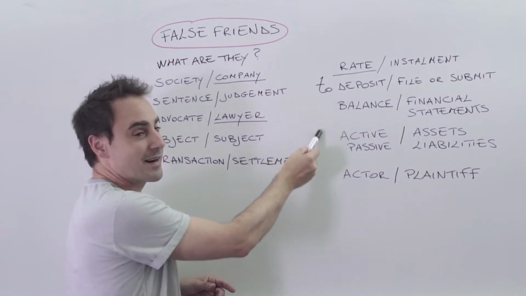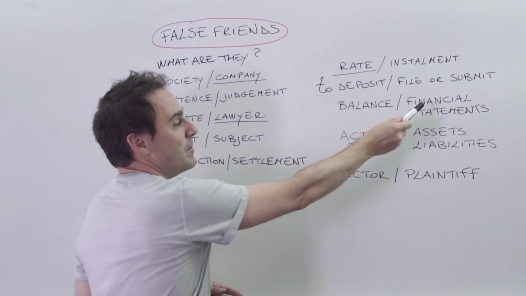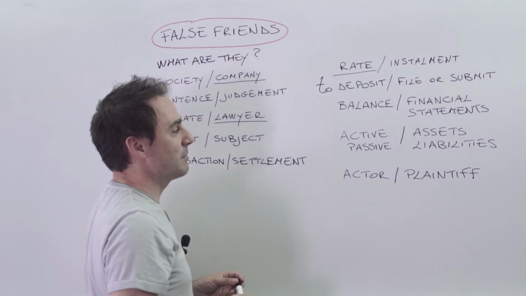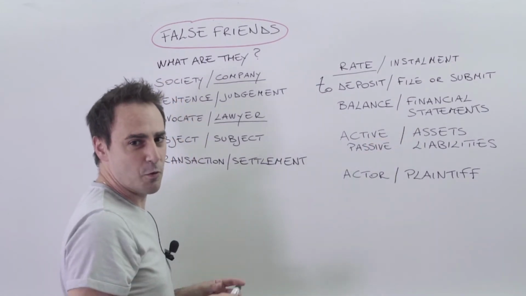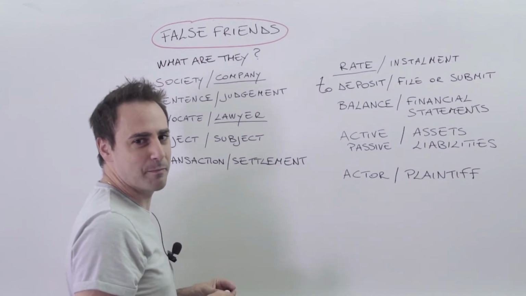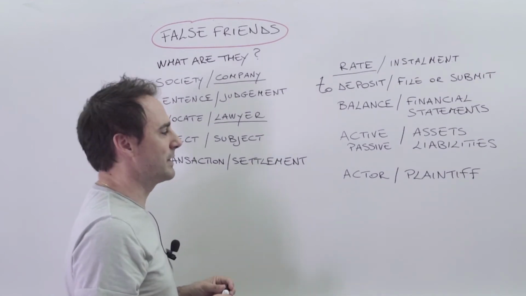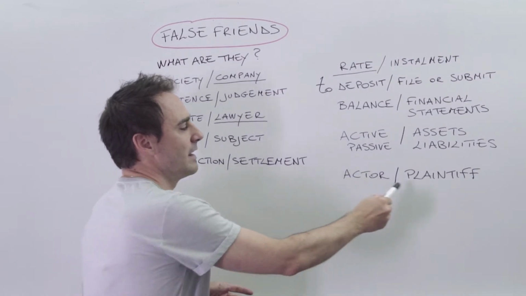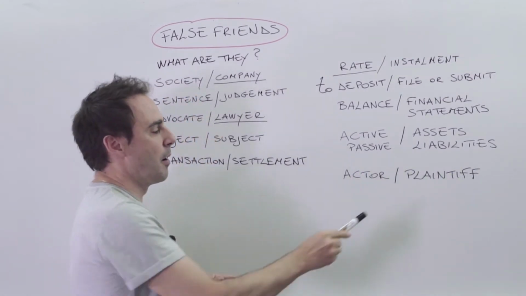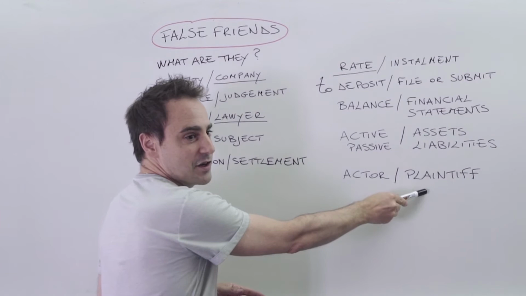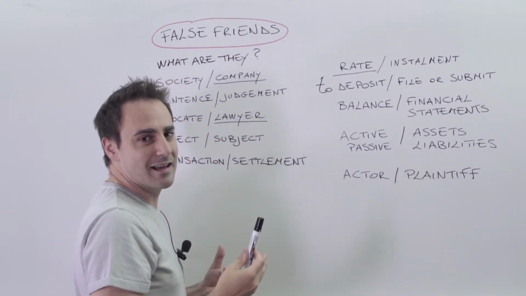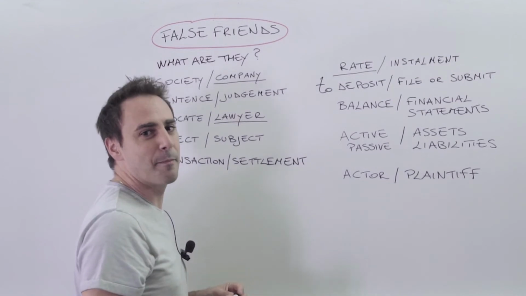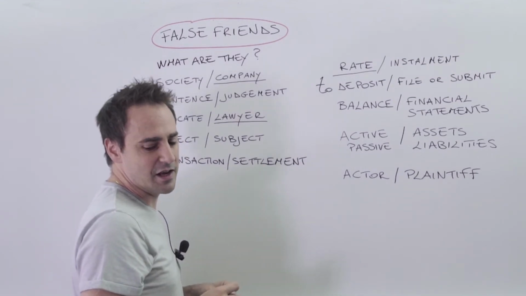These are words relevant to accountants, bilancio, financial statements, and assets and liabilities, which are the equivalent of attivo and passivo in the stato patrimoniale. Finally, a word on litigation, plaintiff, the translation for the Italian attore, as in the party that files a complaint, the party that initiates litigation.